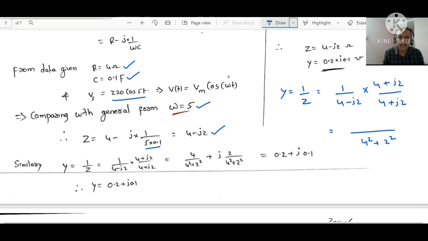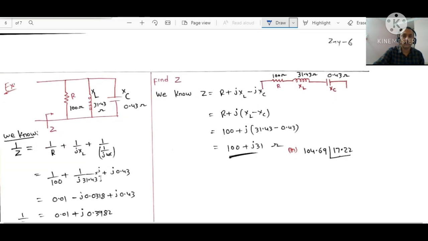If you separate the real part and imaginary part, 0.2 plus J 0.1. Very simple. 1 divided by Z, you separate the real part and imaginary part. Y equal to 0.2 plus J 0.1. What are the units? Observe. Mho. For this one, ohms. Clear? Yeah. Now let me do one more example.